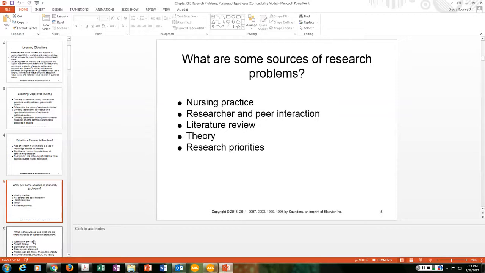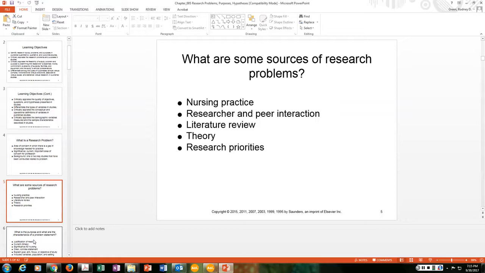Some sources of research problems. You may have come across some already in your nursing practice. You're thinking about things that matter to your patients under your care. So nursing practice is one of the sources of research problems. Researcher and peer interaction. Research groups, small groups. Literature review, theory, and research priorities.